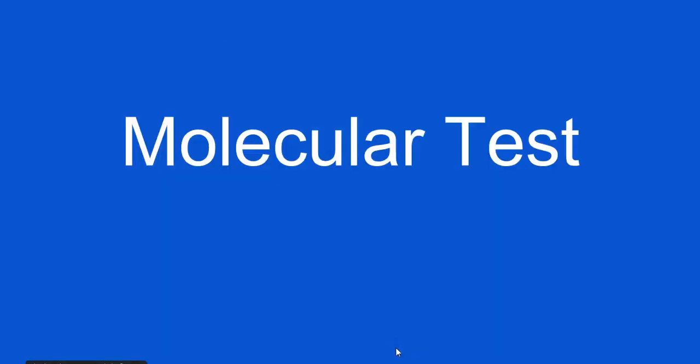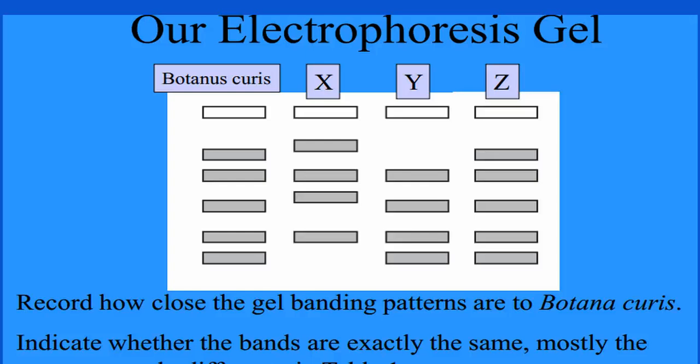Now, let's do our molecular test. A molecular test is not something where we could just look at the plant or parts of the plant and determine whether they're similar or not. We have to have more molecular evidence. And the molecular evidence we could have comes from these tests. One of the tests is called gel electrophoresis.